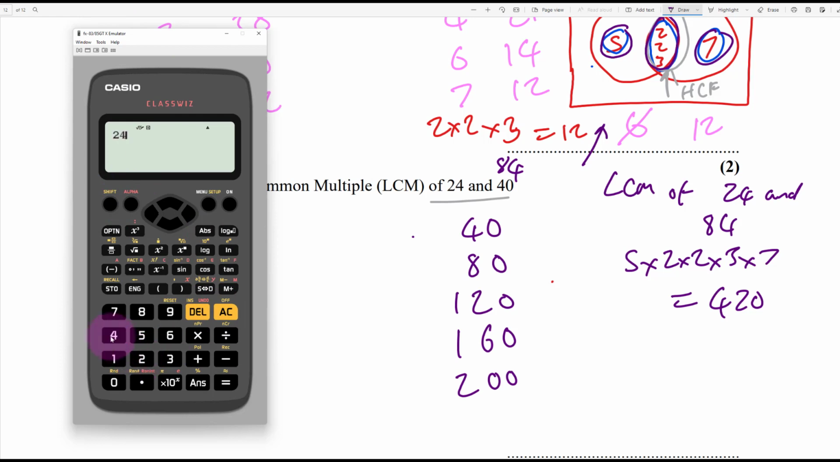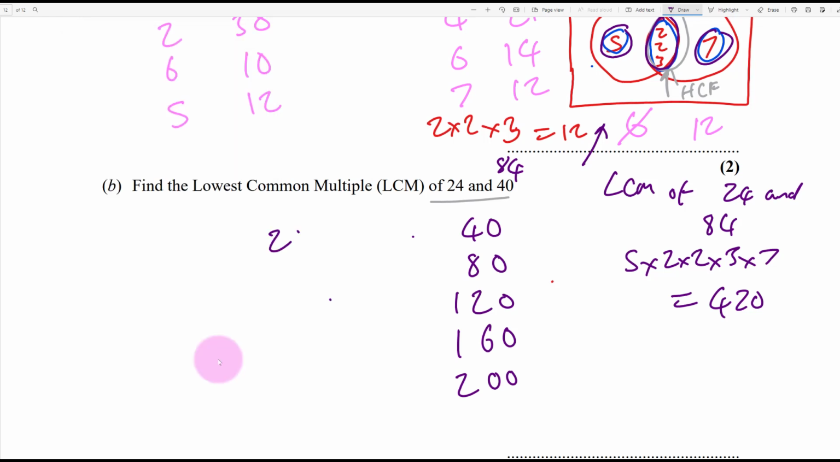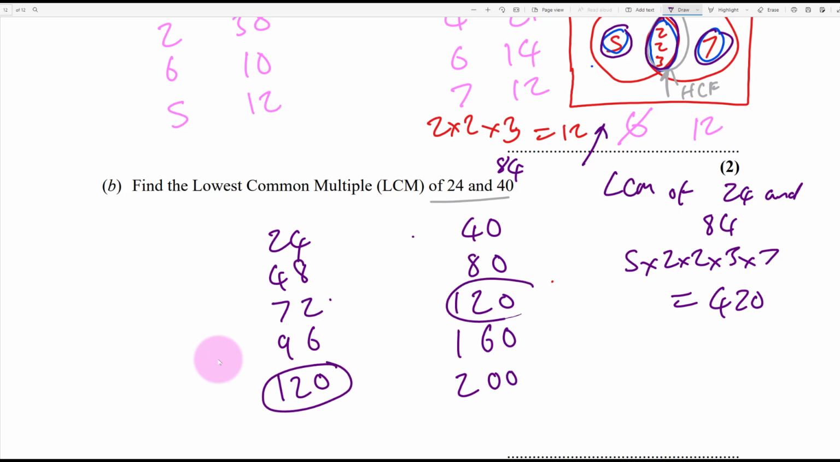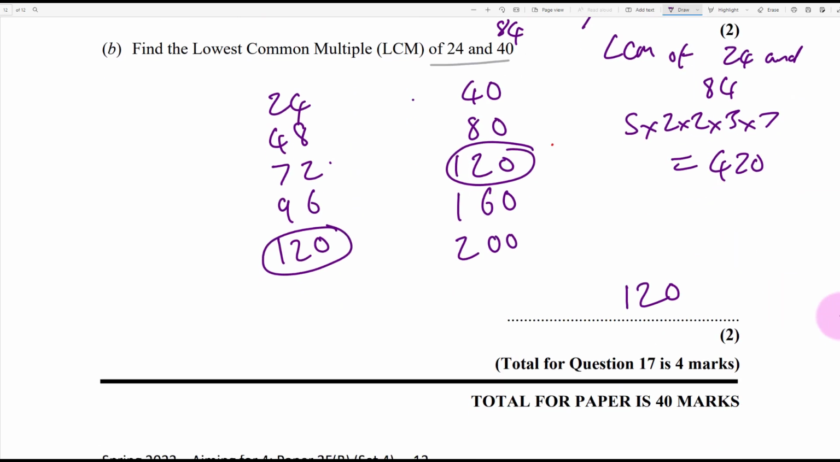So you use 24 times 2 is 48, right? 24 times 3 is 72. Let's add 24 and keep on adding 24 and writing the numbers down, and you can see we get to 120 anyway. So 24, 48, 72, 96, 120. That's the lowest common multiple. Answer's 120. Write that down. You're going to get your 2 out of 2 marks.